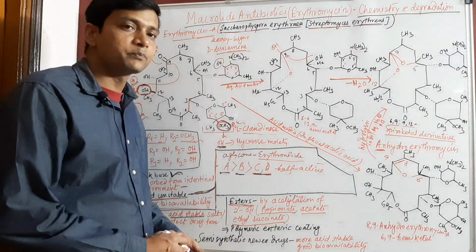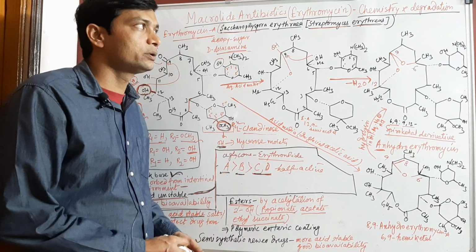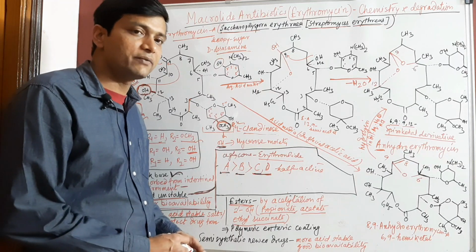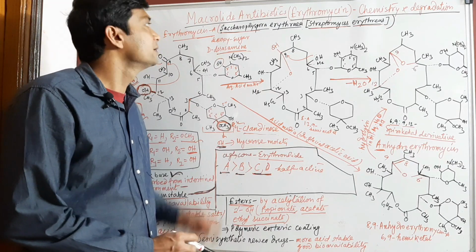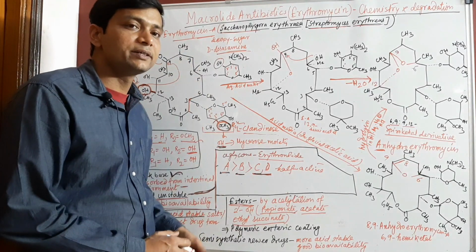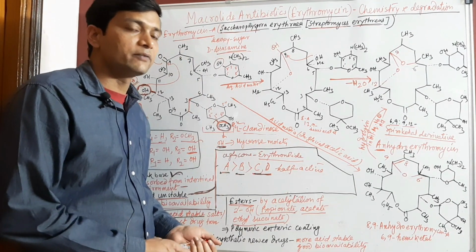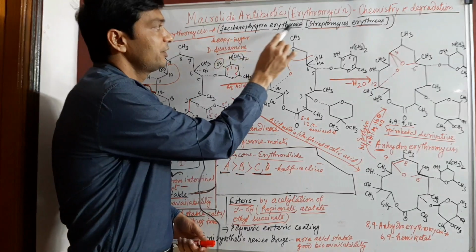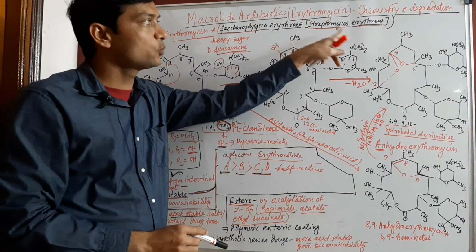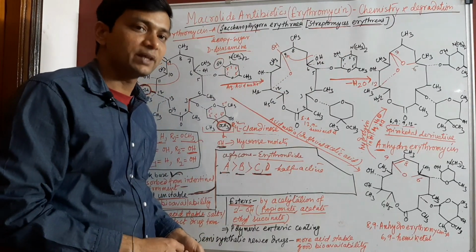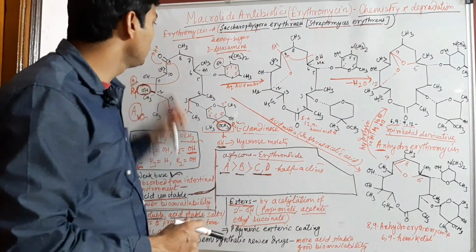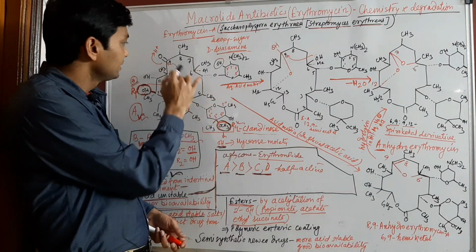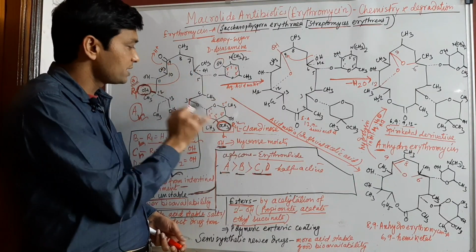In this video, I will be discussing the chemistry and degradation of the macrolide antibiotic erythromycin. Now, erythromycin A was first identified in the fermentation product of a strain of Saccharopolyspora erythrea, formerly known as Streptomyces erythreus. If you look at the structure of erythromycin A, this is the structure.